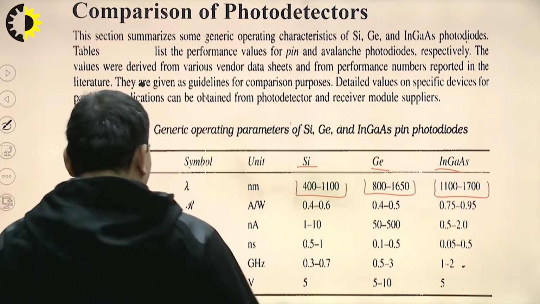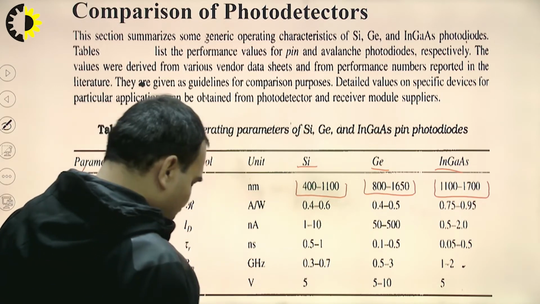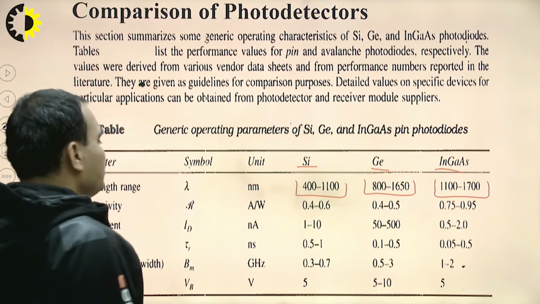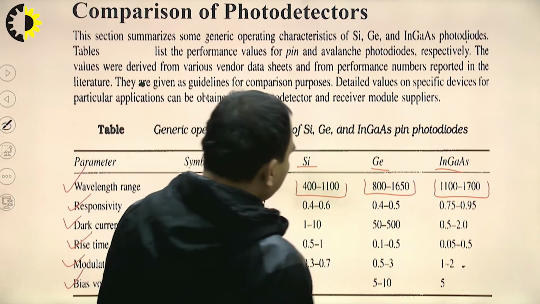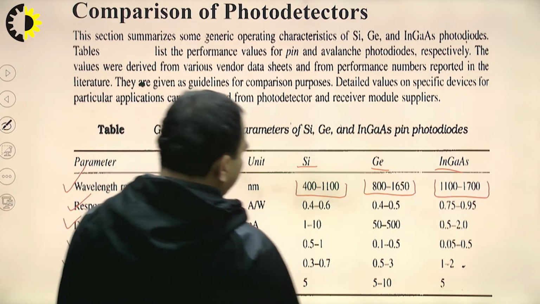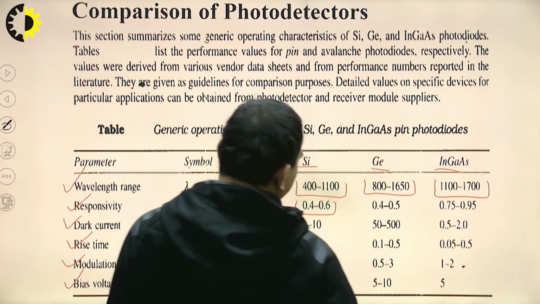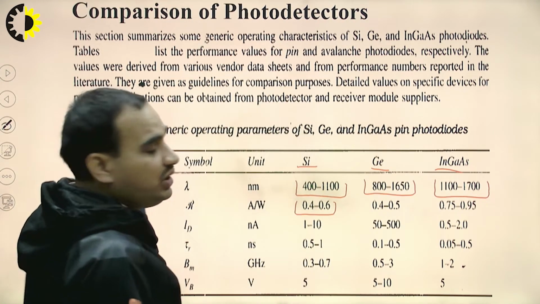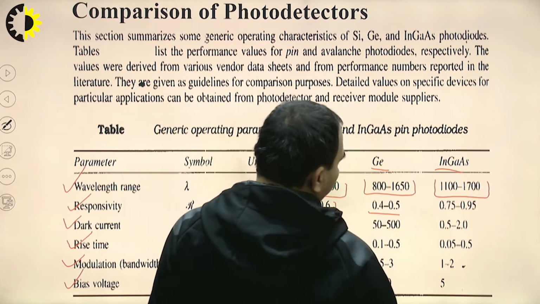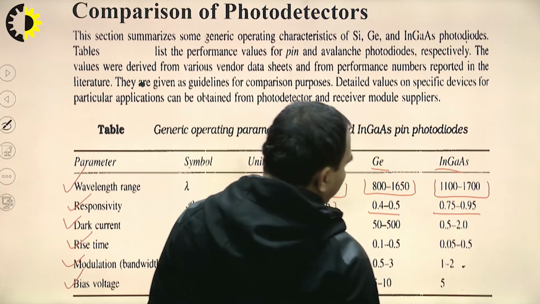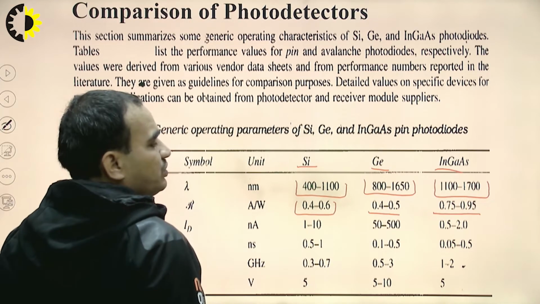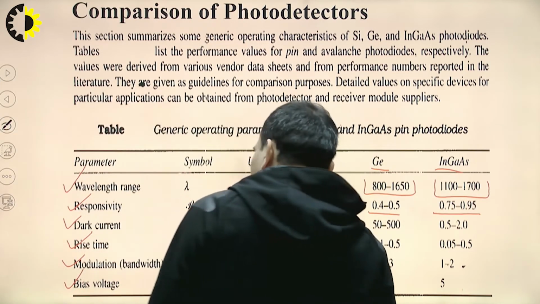nanometers. So when we are talking about the responsivity, that is how much response the photodetector gives in amperes per watt. So when we talk about silicon, it is from 0.4 to 0.6. When we are talking about germanium, it is from 0.4 to 0.5, and when we are talking about indium gallium arsenide, it is 0.75 to 0.95.